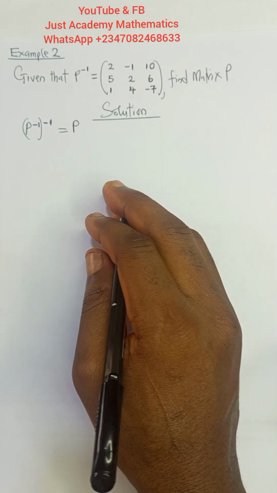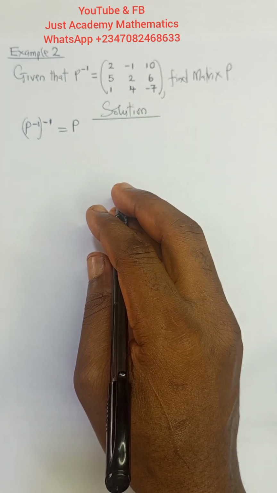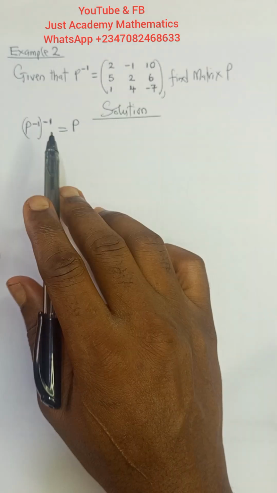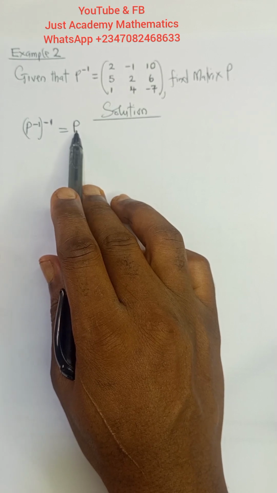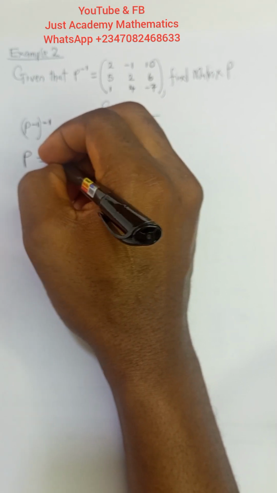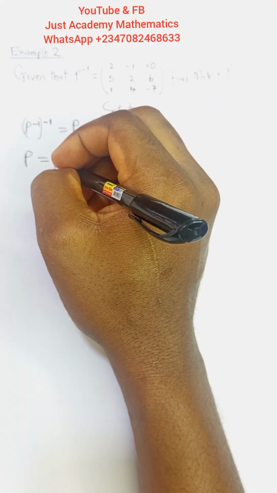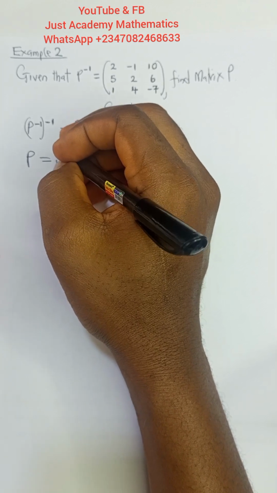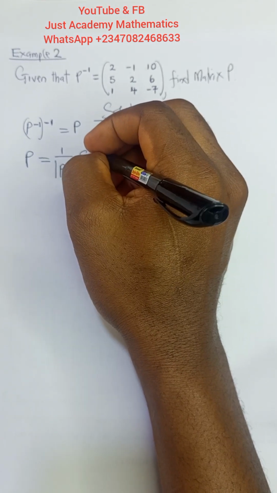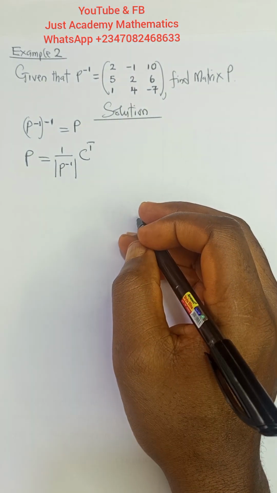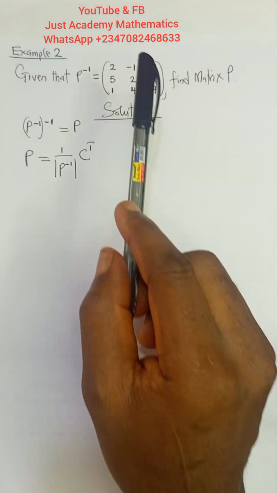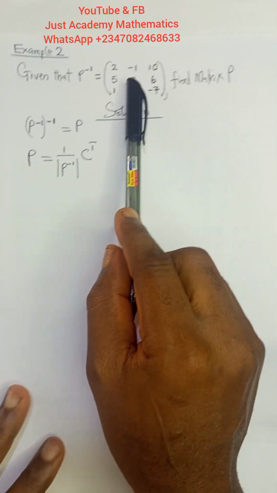Now, with that said, the next thing you have in mind is that this inverse of P inverse is P. In other words, P is now equal to 1 over the determinant of P inverse times the cofactor transpose. That is what we are dealing with now. This is P inverse. So what is the determinant of P inverse?